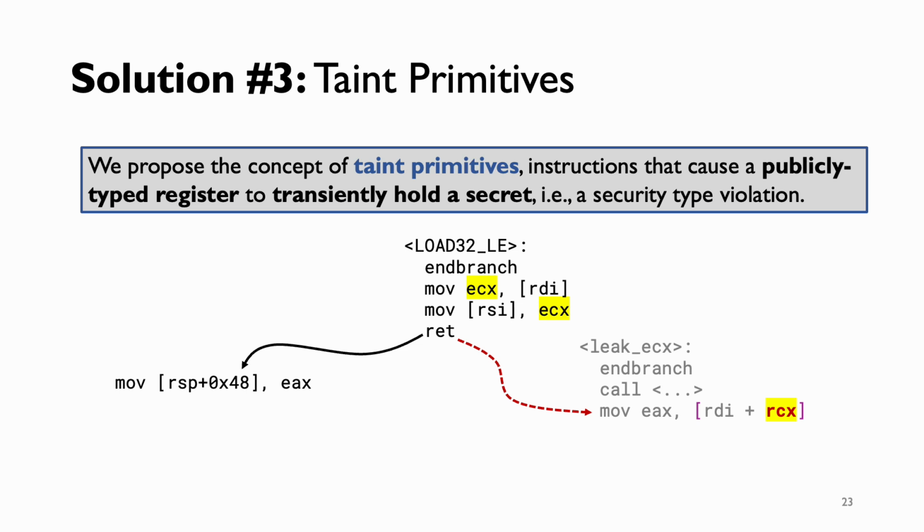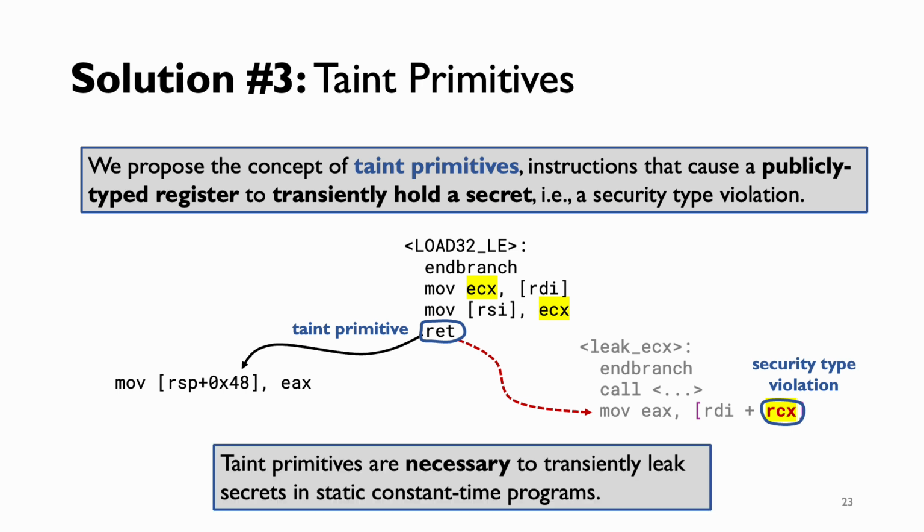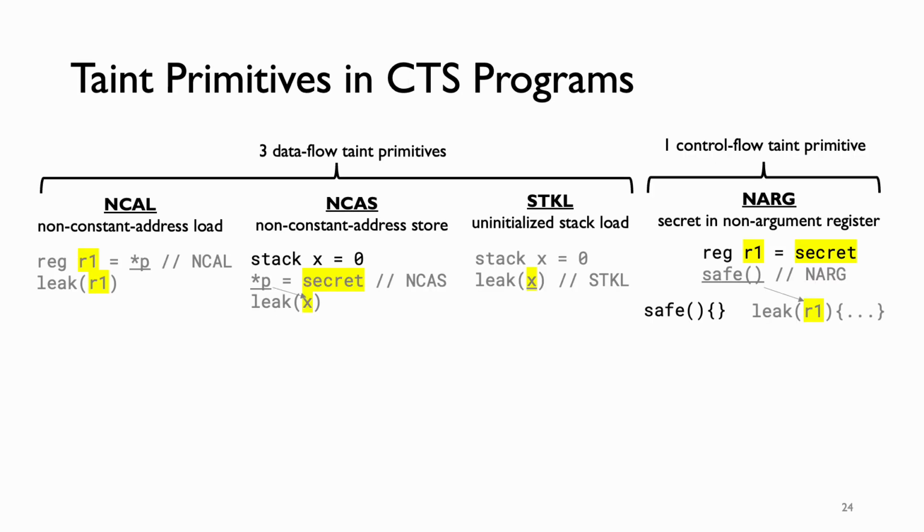Instead, we propose this new concept of taint primitives. These are instructions that cause a publicly typed register to transiently hold a secret. This return instruction is a taint primitive because at its transient target, register RCX is publicly typed but holds a secret value. And so we prove in the paper that taint primitives are a necessary ingredient to all Spectre leakage in static constant time programs.